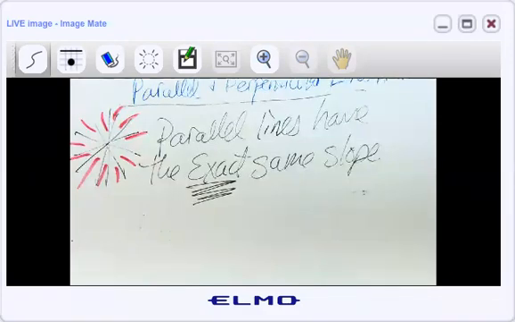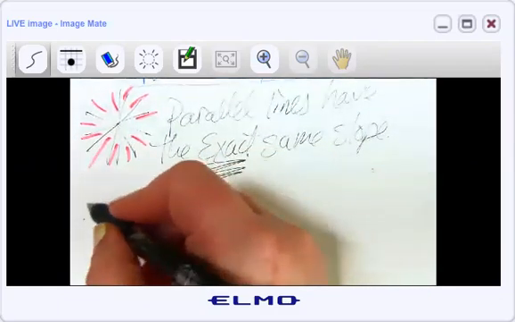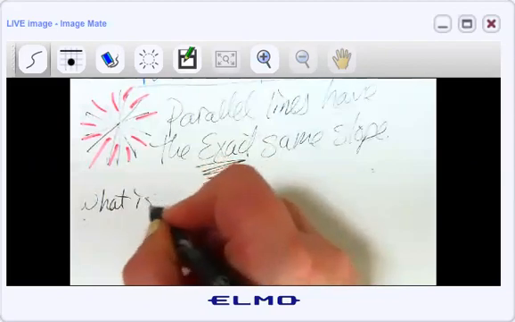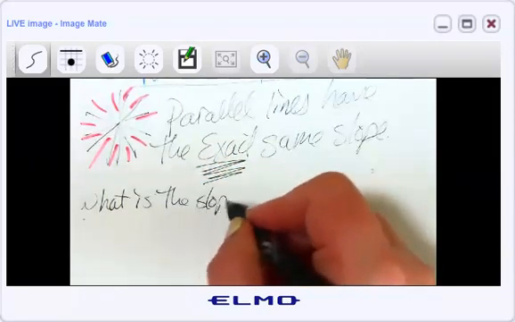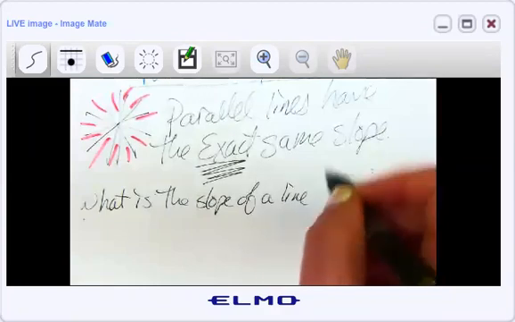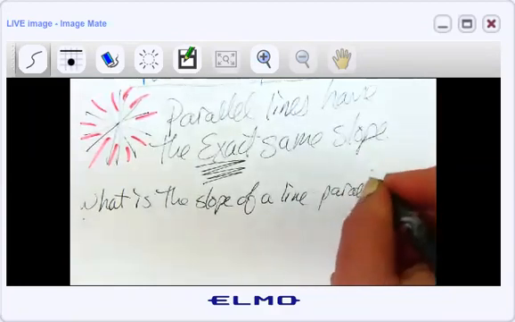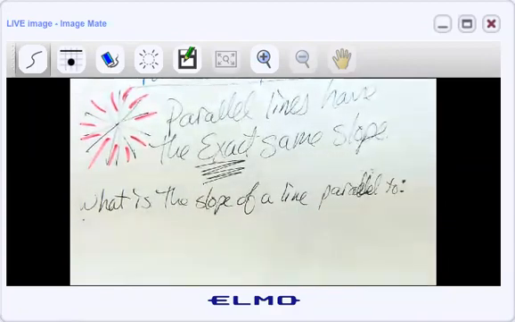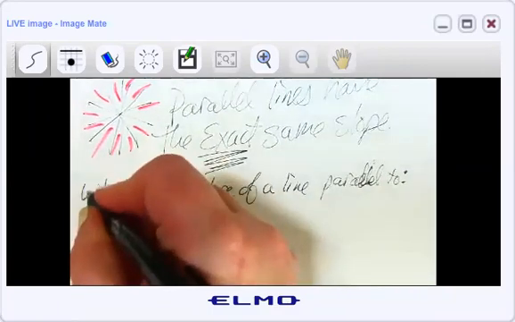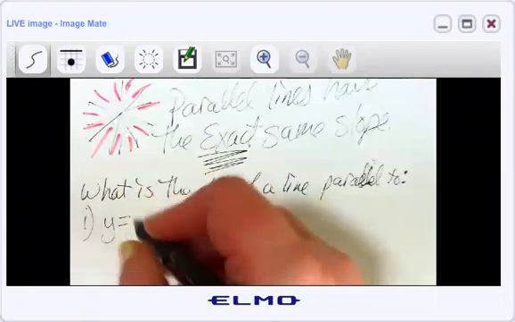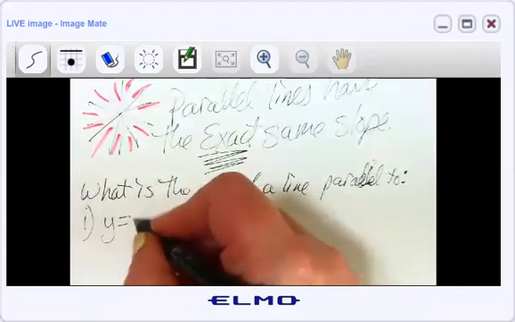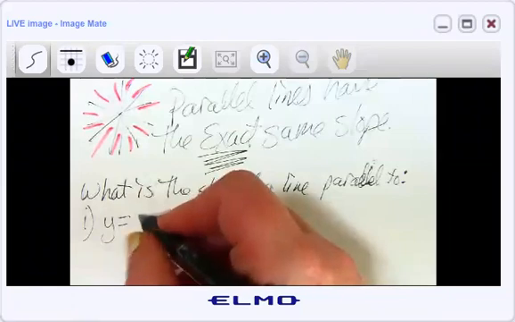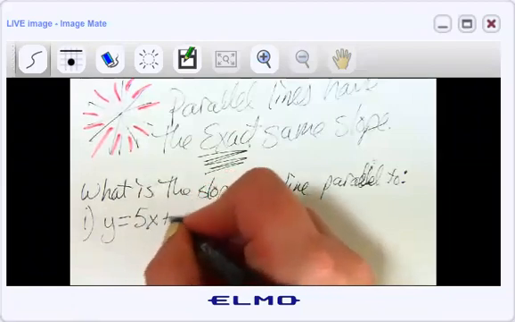All right. So I'm going to ask you a couple of questions. We're going to see how we can put this into play here. You're going to see on your homework, it'll ask you, what is the slope of a line parallel to. So here's what you're going to see. I'll be giving you an equation. We'll start off with a nice easy one. How about 5x plus 7.